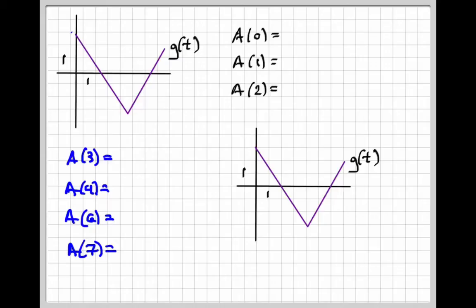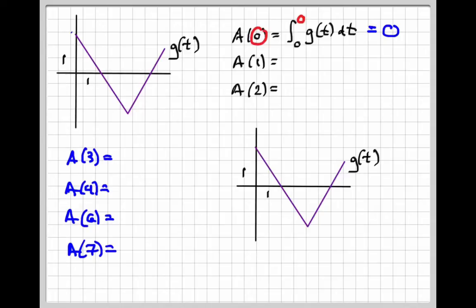So first of all, what is A of 0? Well, keep in mind that the definition of A is that it's the integral from 0 to x of g of t dt. Now the x is the thing that I'm plugging in over here. So I'm looking at the integral from 0 to 0 of g of t dt. One of the things you learn very early on about definite integrals is that if you integrate from a point to itself, then the result is going to be 0. So A of 0 is equal to 0 in this case.